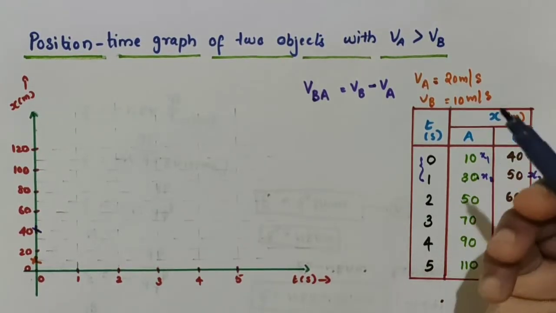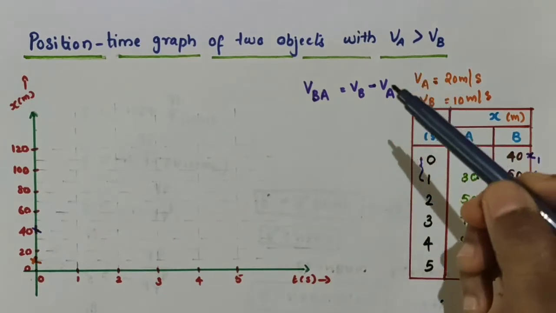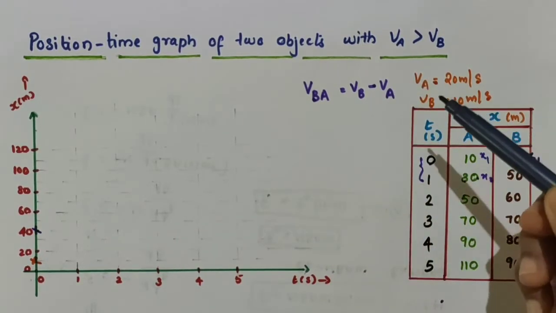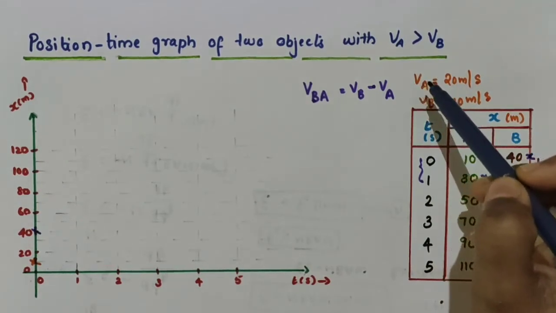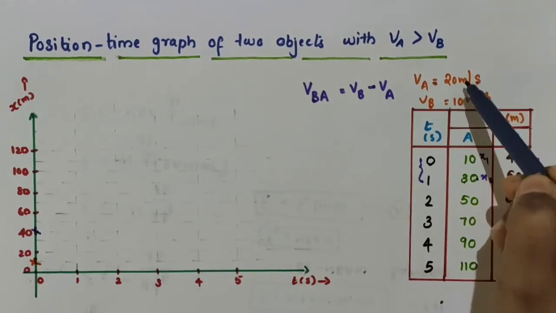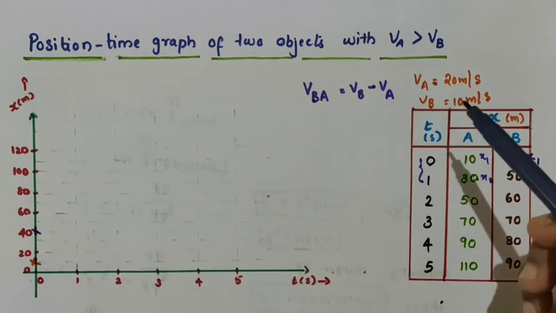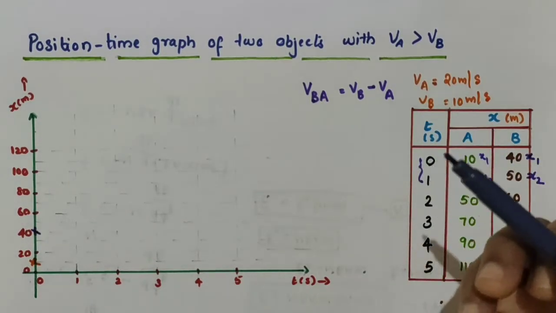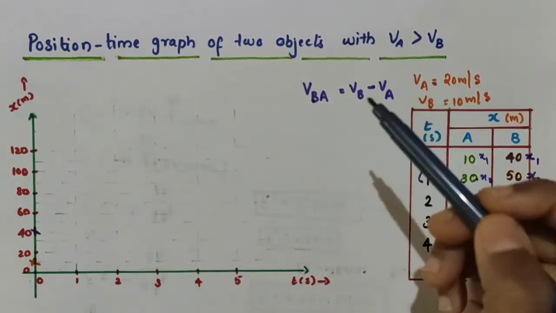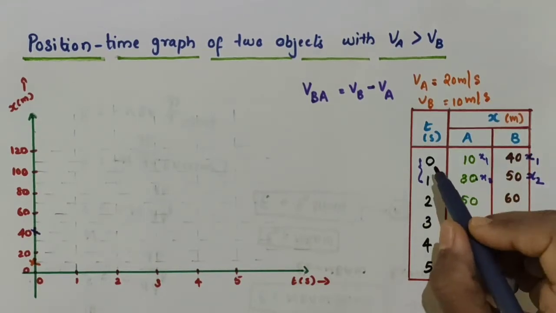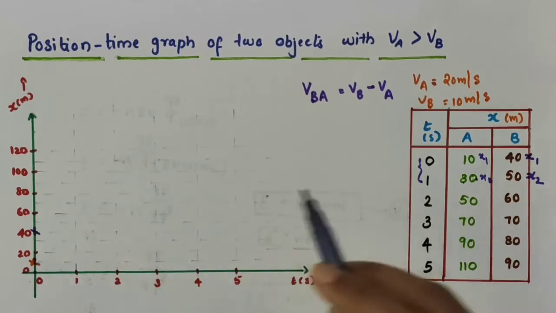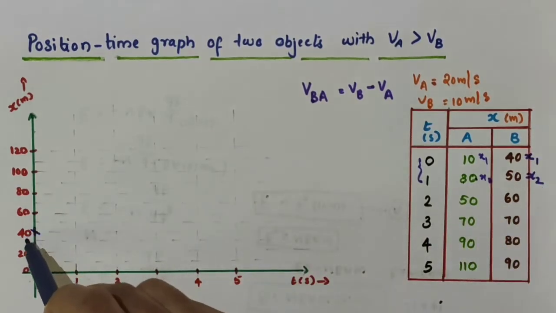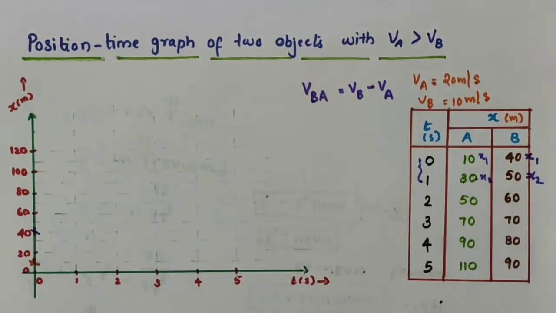Alright, now let us draw the position time graph of these two objects A and B with VA greater than VB. You see, the average velocity of A is 20 meter per second, which is greater than 10 meter per second. So let us draw the position time graph in such a situation. At t equal to 0 seconds, the position of the object A is 10 meters from the origin, and the position of the object B is 40 meters away from the origin. So first let us draw the position time graph of A.